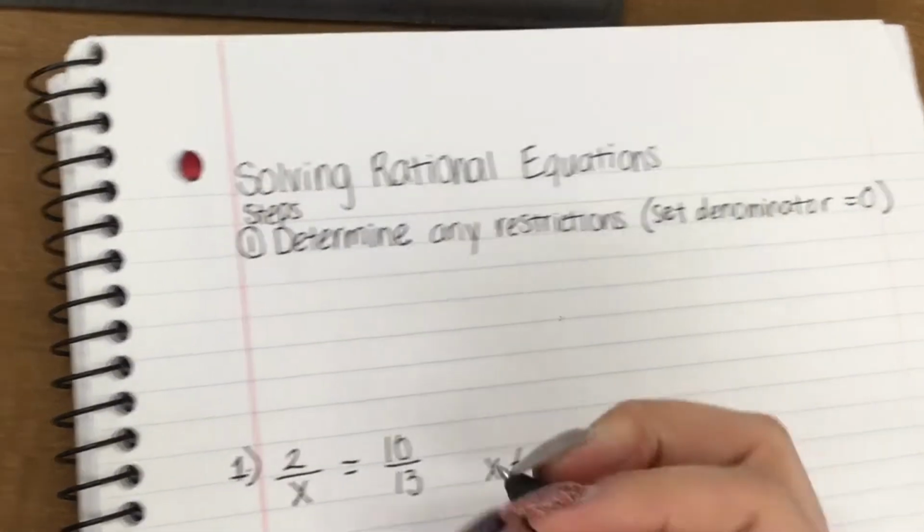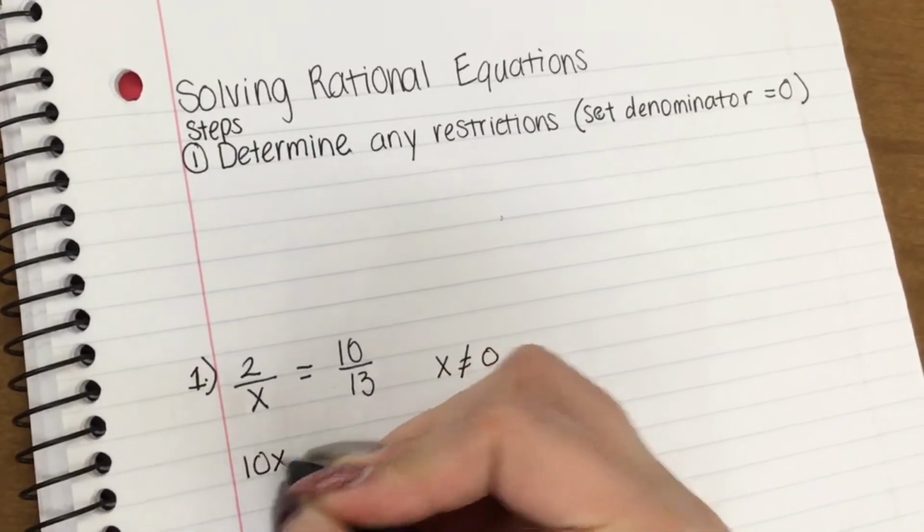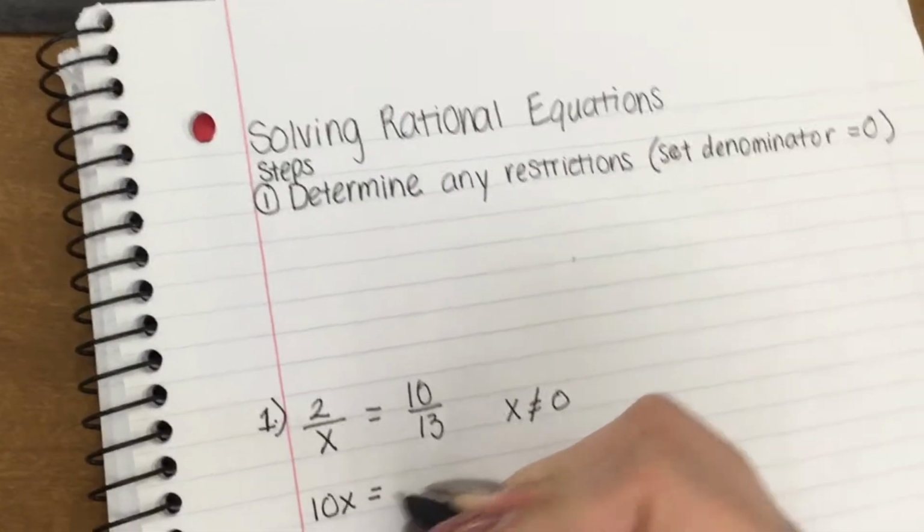We have a fraction equals a fraction, so we can cross multiply. So 10 times x is 10x, and 2 times 13 is going to give us 26.